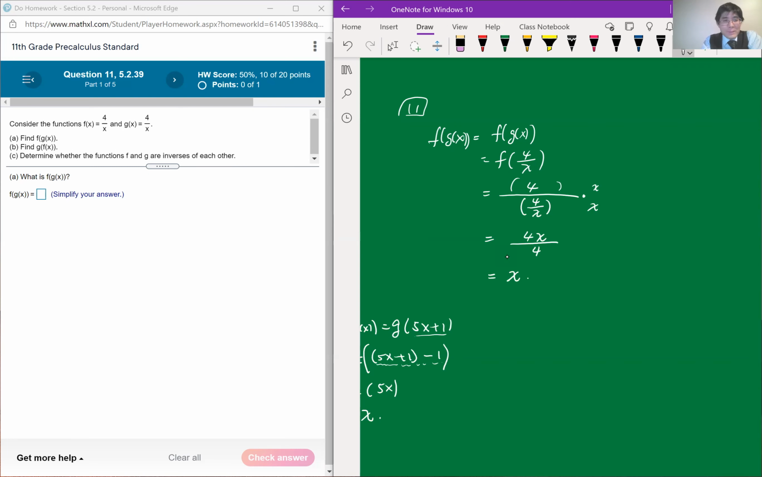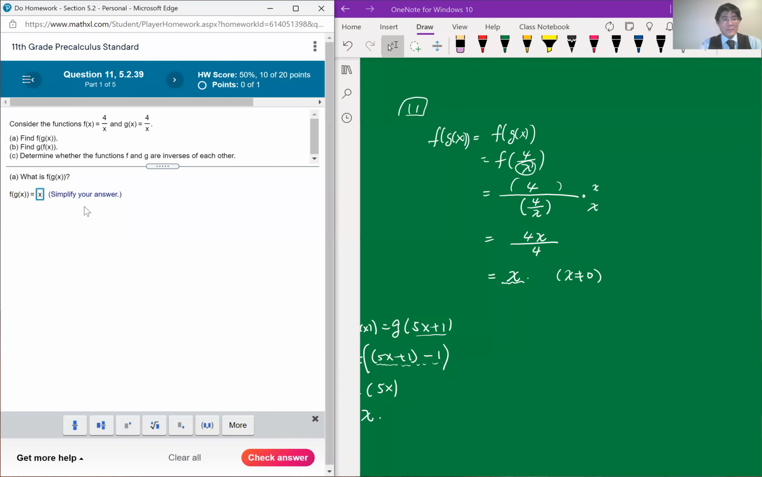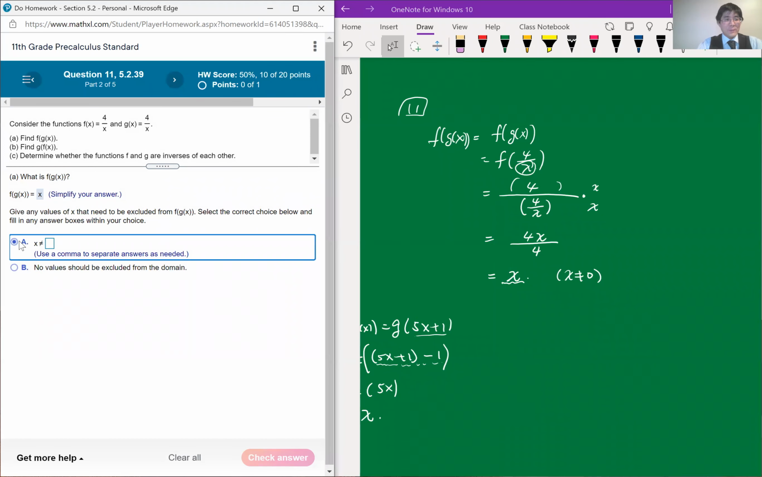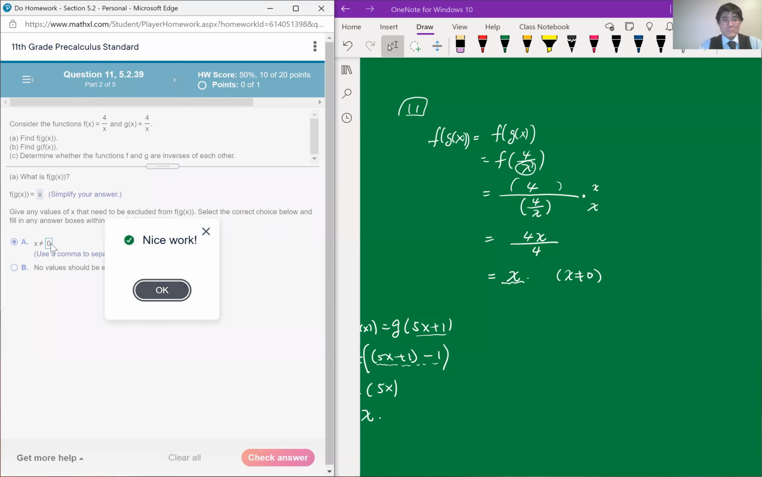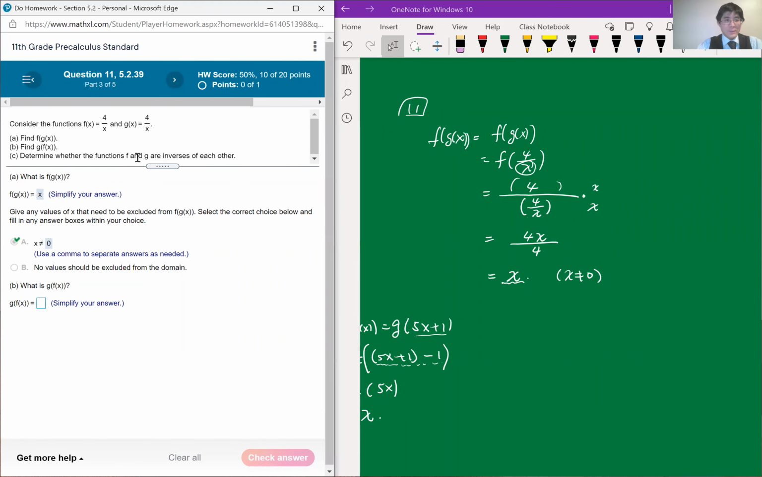There will be a domain restriction. This looks like we can put anything, but here the denominator becomes 0. So x shouldn't be equal to 0. Okay, so the answer is x. Now we have a domain restriction, x cannot be equal to 0. Okay, and g of f of x should be the same because f and g are identical functions. So I'm going to just copy the same answer here.